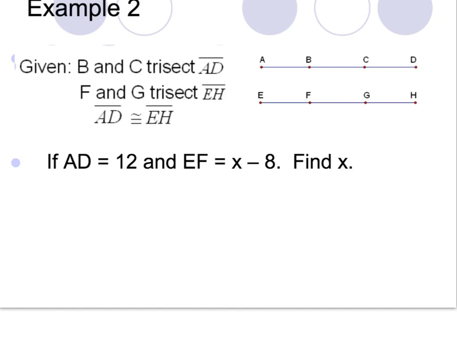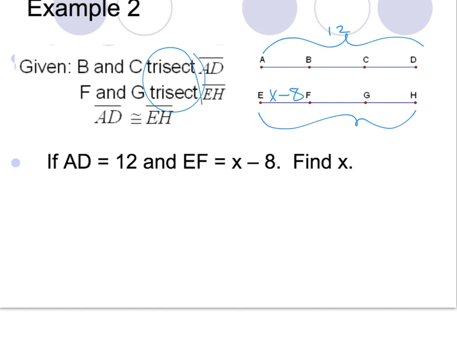Okay. So I know that these two are congruent, right? And I know that this is 12. So I've got two big segments that are congruent. I know that EF is x minus 8, and I want to solve for x. So there's a couple ways to actually solve this one. But what I'm really thinking about here is my multiplication and division properties, because I see trisect twice.